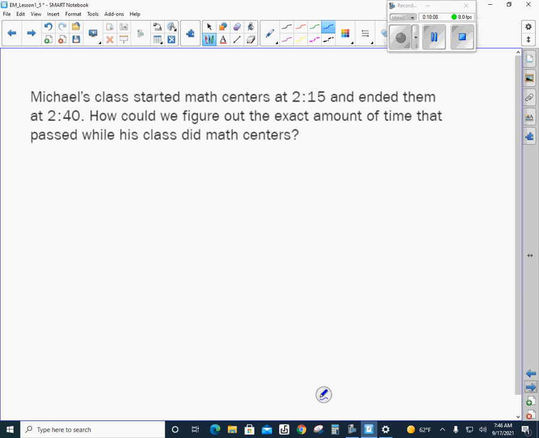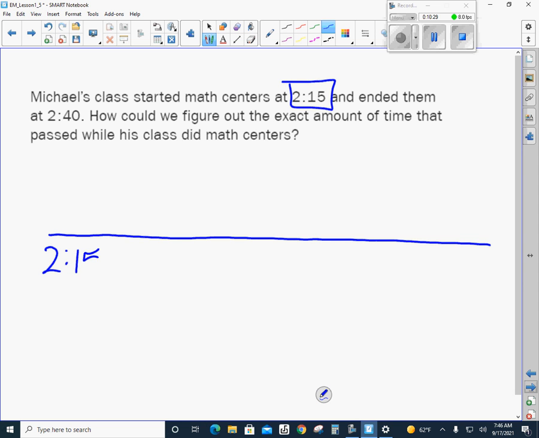All right. Now, I'm going to use an open number line. This is going to be a way that we can really show our thinking. Even if we did it in our heads and the teacher said, explain to me how you figured that out, you could draw your thinking on an open number line. So I'm going to put my beginning time. It says his center started at 2:15, and it says that they ended at 2:40. So I'll put my ending time down here.